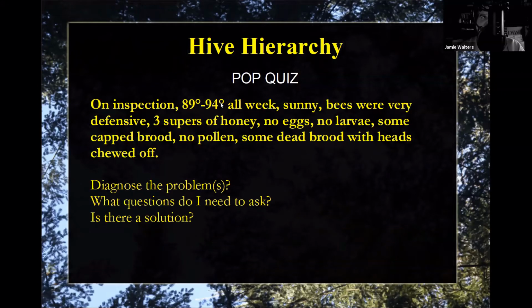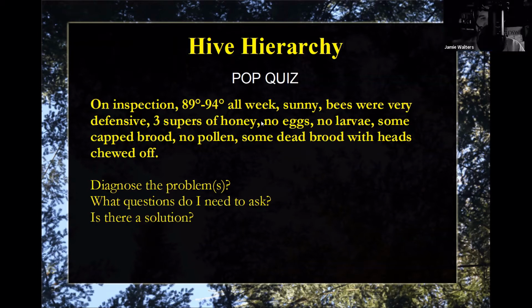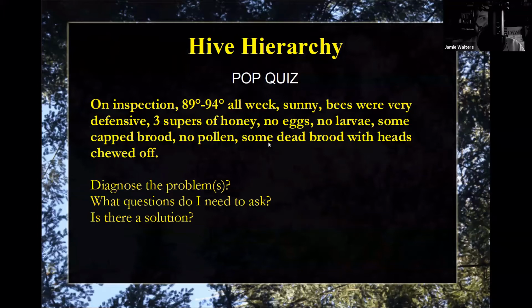80 to 94 degrees all week. Sunny. Bees were defensive. Think about this in August. Because 3 supers of honey, we've already gone through the whole honey flow or the nectar flow. No eggs, no larvae, some capped brood. In August, when there's a dearth going on, the queen goes into a shutdown. So to Mandy's point, there's no queen that is actively laying. The queen will be in there, but they're not feeding her and they're putting her on a diet.